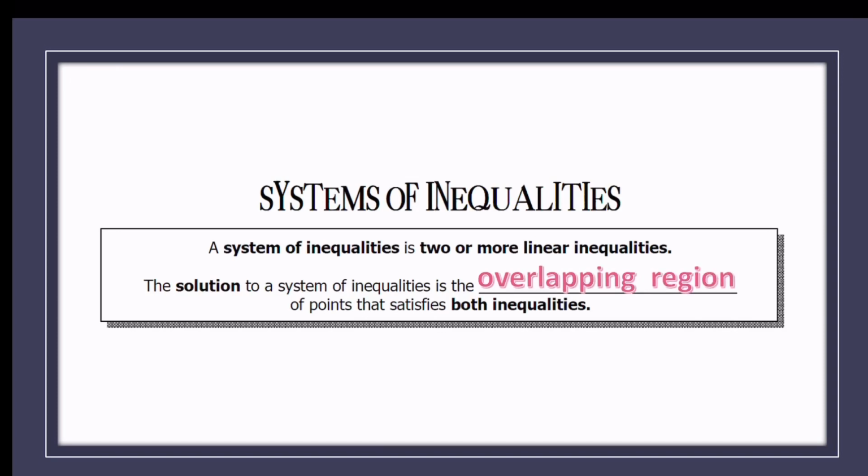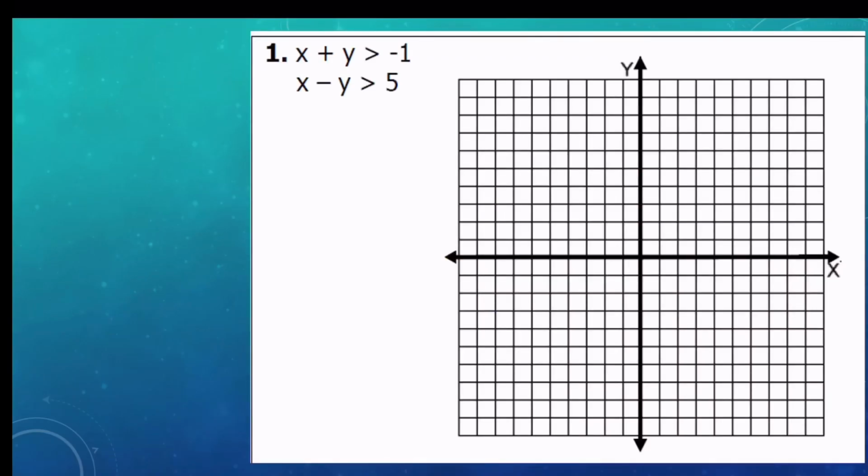So remember what we did yesterday, okay? When we do this and we shade, we're shading all the possible solutions. So when we have a system, it's the two areas that overlap, meaning any point within those two areas work for both inequalities. So let's go see what that looked like.